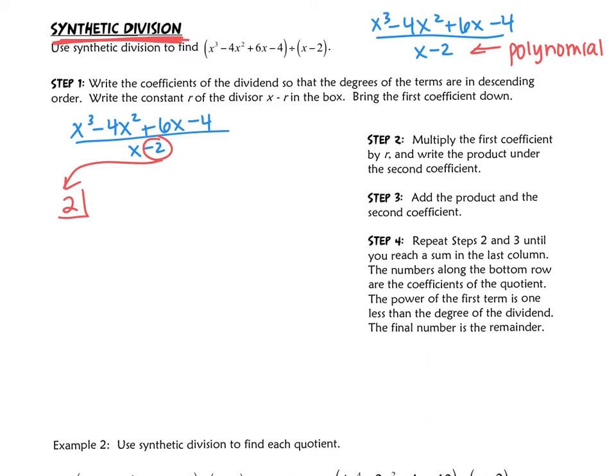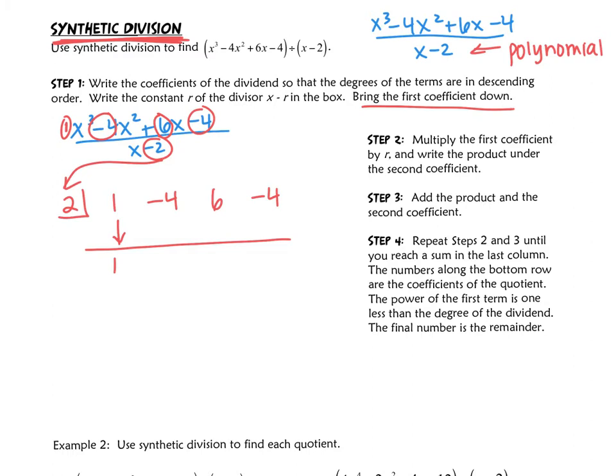Then what you're going to do is you're going to take the coefficients of your terms. So in front of that x cubed, it's like there's a 1. It's understood to be there, it's just not written. So we have 1x to the third, negative 4x squared, 6x, and negative 4. Okay, we're still in step 1. It says bring the first coefficient down. So we do.